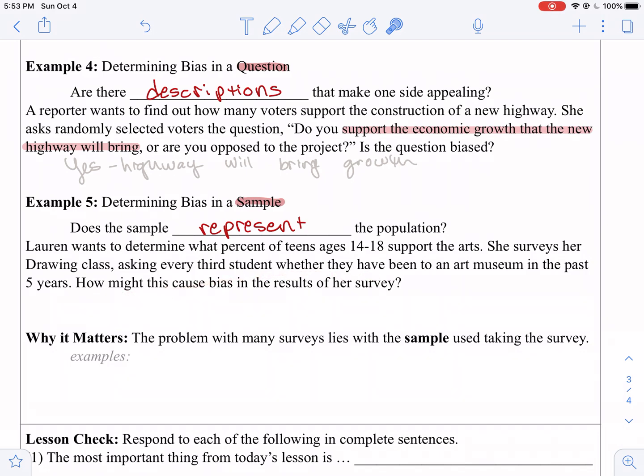How is this causing bias? She's already randomly picking them, but what about her sample does not represent the population? She's only pulling from people in her drawing class. So if you're already in a drawing class, you probably like art. So people in drawing classes are artists. I mean, one would argue we're all artists. But they probably like art, so they've probably been to a museum, especially if they took like a class field trip.